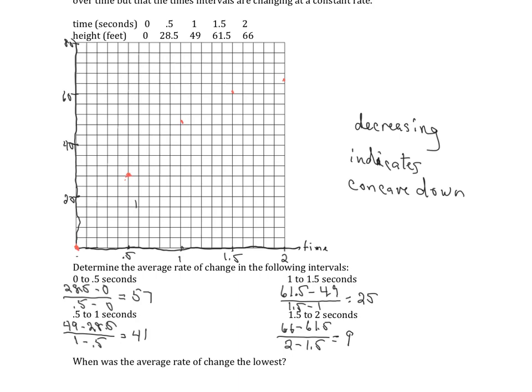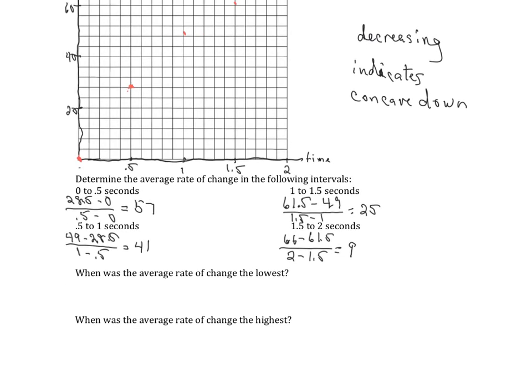So let's take a look at the questions. At what rate was the average change the lowest? Well, we looked at that and we decided that it was from 1.5 to 2. When was the average rate the largest? And that was from 0 to 0.5. With that rate decreasing, again, that graph was concave down.